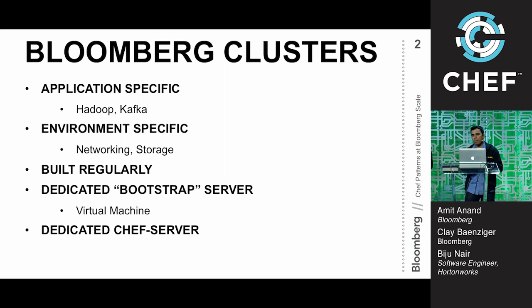Application-specific requirements are basically tuning configurations for the Hadoop cluster or Kafka cluster. Environment-specific configurations are the networking layout. Some of the clusters run on a single NIC, some are multi-homed, and some of them are bonded NICs. On the storage side, Hadoop clusters run with just JBOD, but Kafka clusters can have a RAID 1 or RAID 10 configuration for the storage.